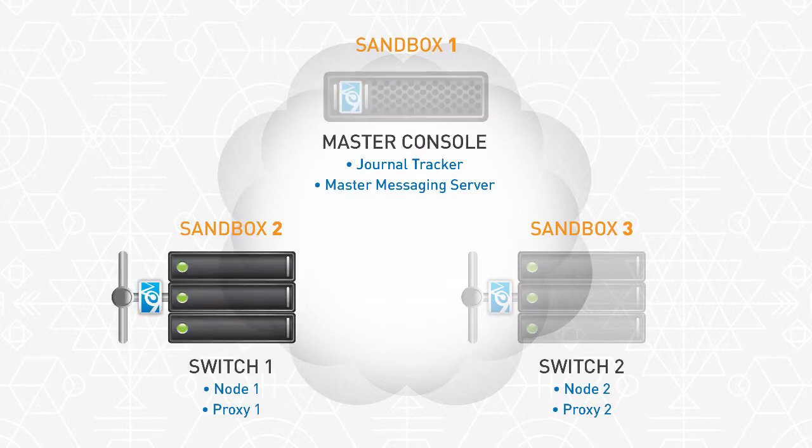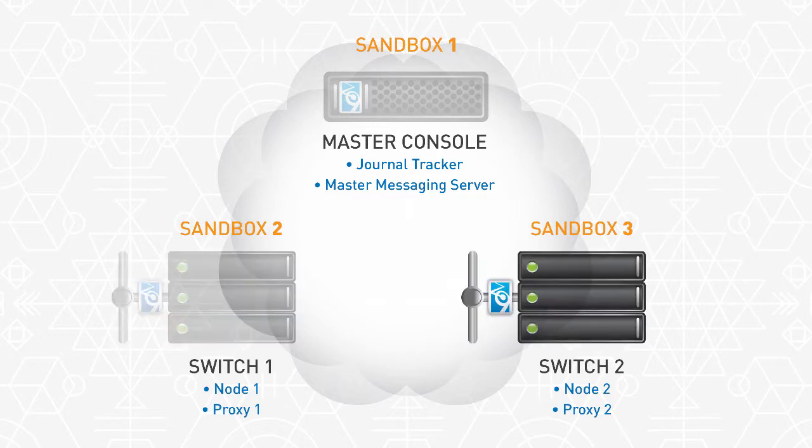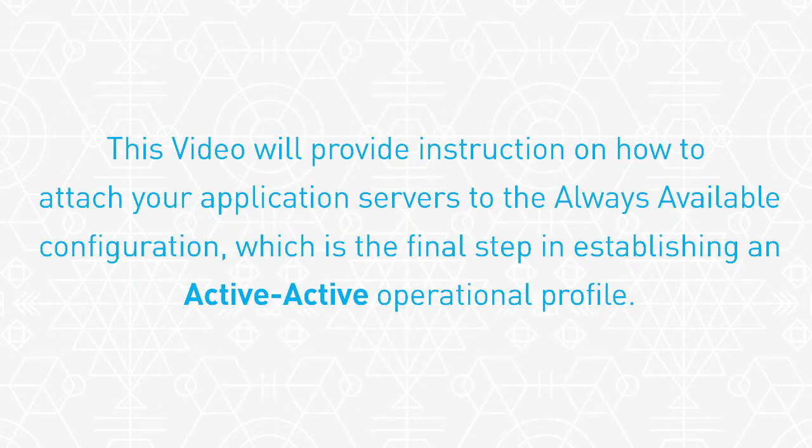Video 2 provided the installation procedure for the configuration's appliances, depicted here as Sandbox 2 and Sandbox 3, which provide node, switching, and proxy services. This video will provide instruction on how to attach your application servers to the always available configuration, which is the final step in establishing an active-active operational profile.